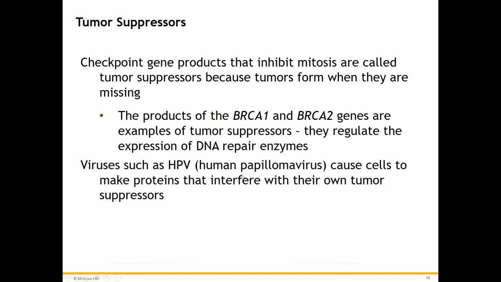There are also viruses. The HPV virus causes cells to make proteins that interfere with their own tumor suppressors. So you don't want to catch HPV either. There is a vaccine for that.